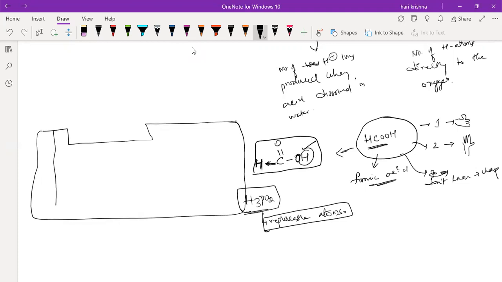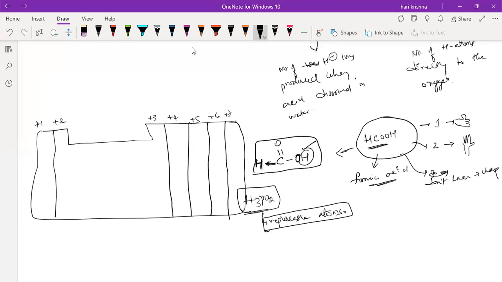the first group elements will have +1 valency. That means only one bond it can form. The second group will show +2 valency. That means two bonds can form. The 13th group will show +3, so 3 bonds. The 14th group will show +4. The 15th group will show +5. The 16th will show +6 maximum or -2. The 17th will show +1 or -1. And the 18th is 0.